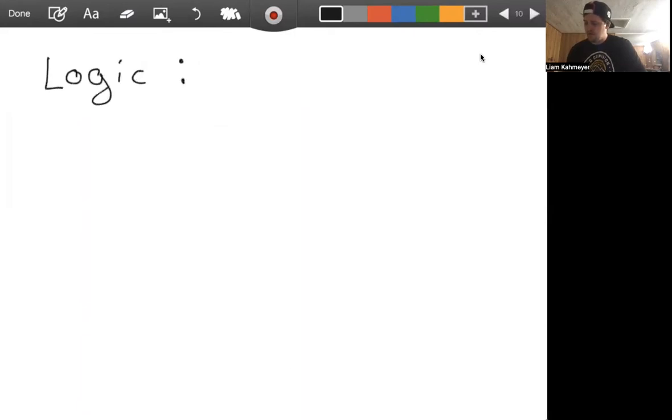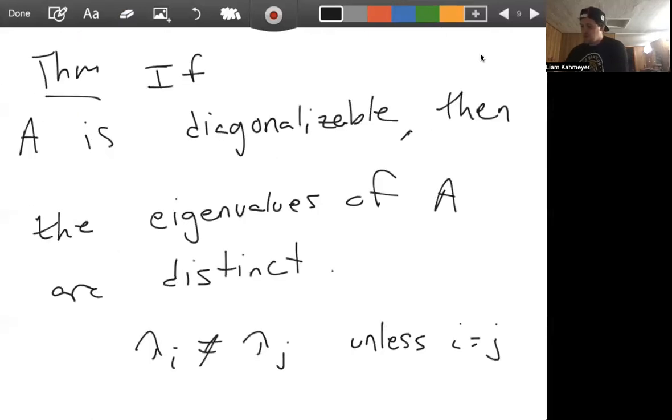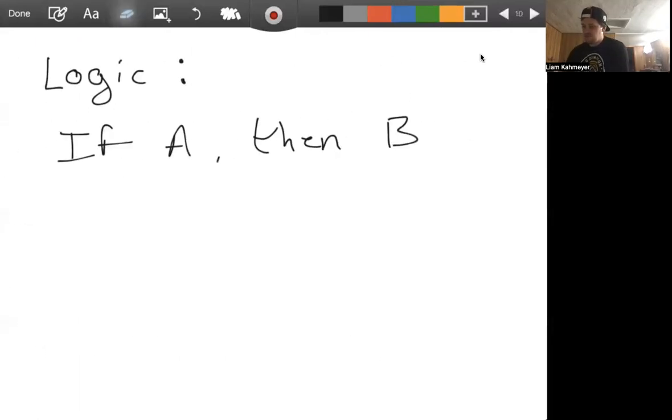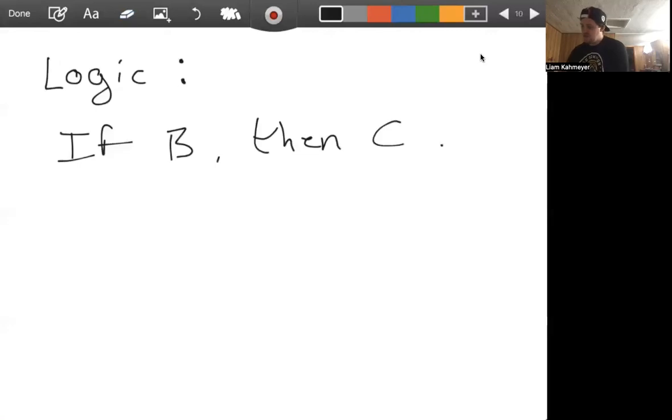Logic, also a good wrapper. Let's think about the logic of an if A, then B. Let's say A and B are two criteria or hypotheses. So in the previous theorem, we could say, let's do if B implies C, because we've already used A for a matrix and I don't want to be ambiguous here. So let's say if B, then C.